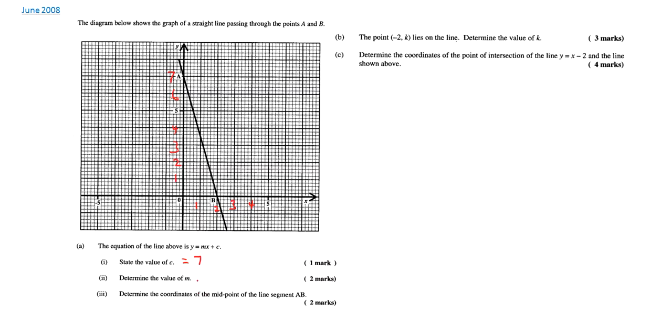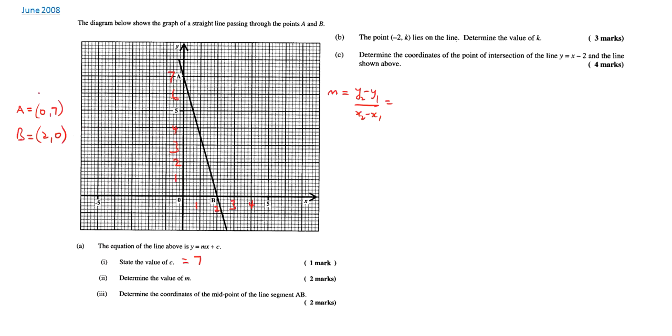Determine the value of m. So m we know is the gradient. So therefore m is equal to y2 minus y1 over x2 minus x1. Right? So we need to use 2 points. We can use the points A and B. So from the graph we can see that A is equal to 0, 7, and B is equal to 2, 0. Right?